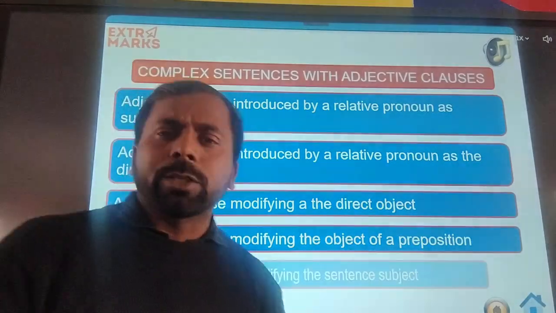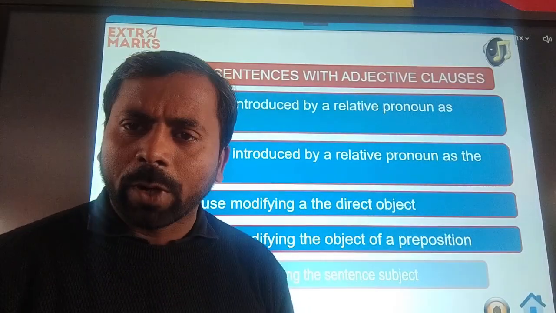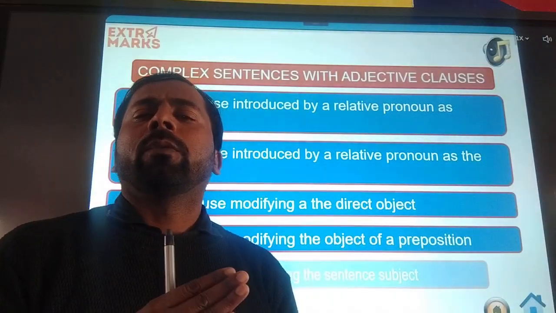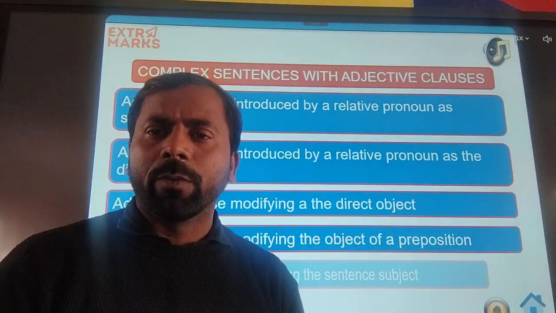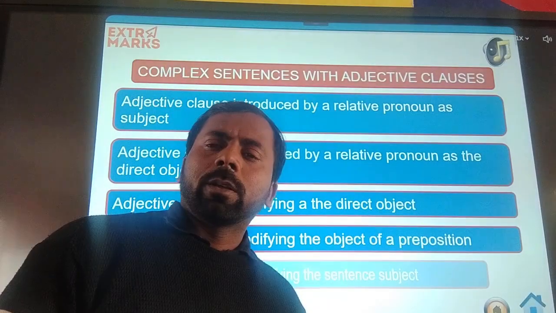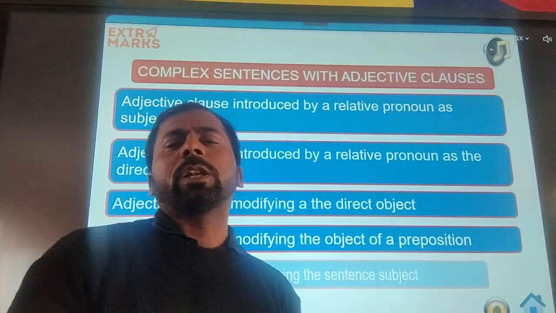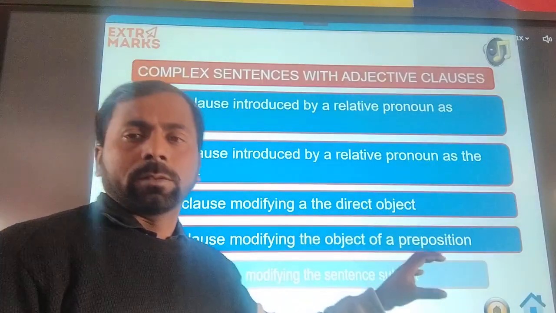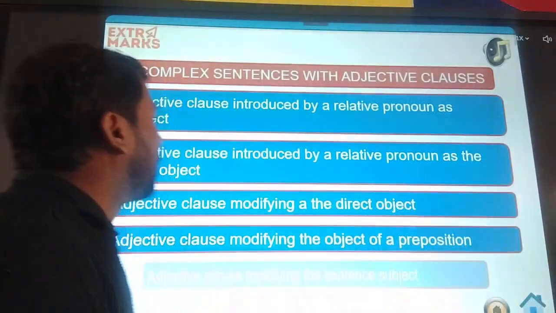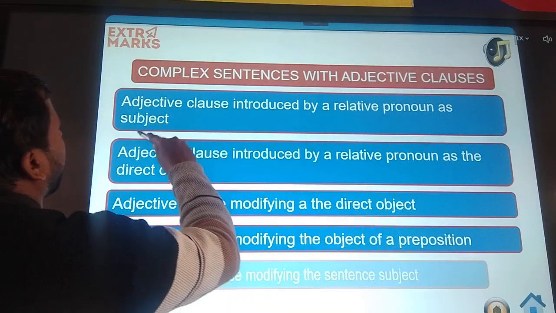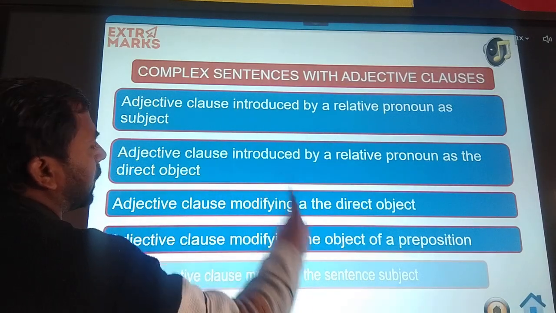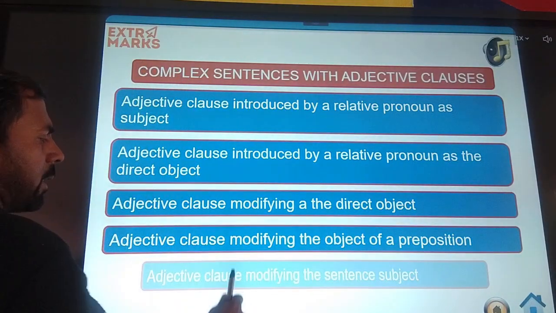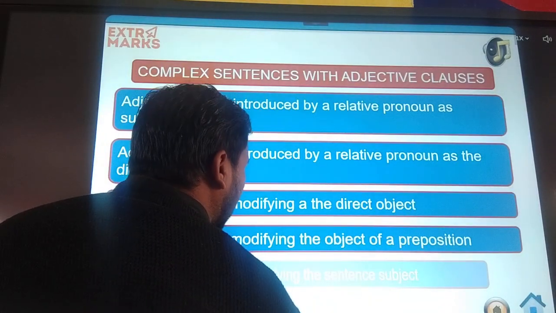So our main motto is to learn how to use relative pronouns in a complex sentence. You know that who, when, where, all these interrogative words are used in the form of relative pronouns. And when these relative pronouns or relative conjunctions are used in the form of a conjunction, then they work as a relative pronoun, as a subject, object, direct object, and object of a preposition, modifying the sentence as a subject.